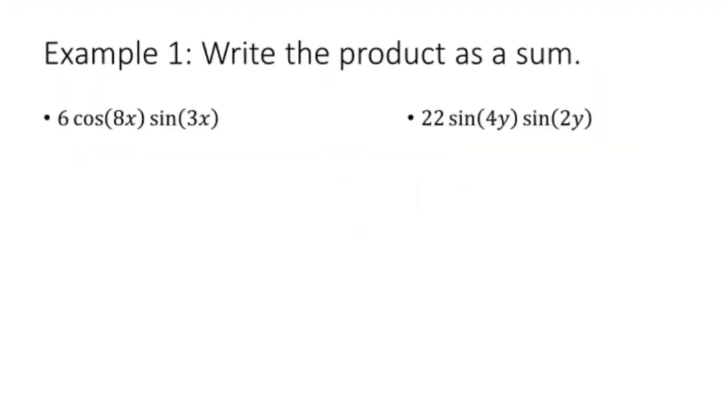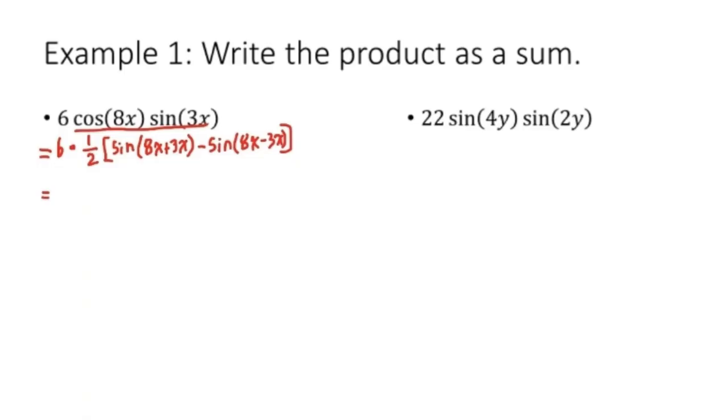In these exercises, we're going to practice with the product to sum identities to write each product as a sum. An exercise like this is pretty useful in calculus, especially for certain operations where we would prefer to work with addition over multiplication. So looking at the first example, we're going to leave that 6 off to the side, and we're primarily going to be focusing on the cosine 8x sine 3x. If we apply the fourth product to sum identity on our formula sheet, we have 1/2 times sine of 8x plus 3x minus sine of 8x minus 3x.